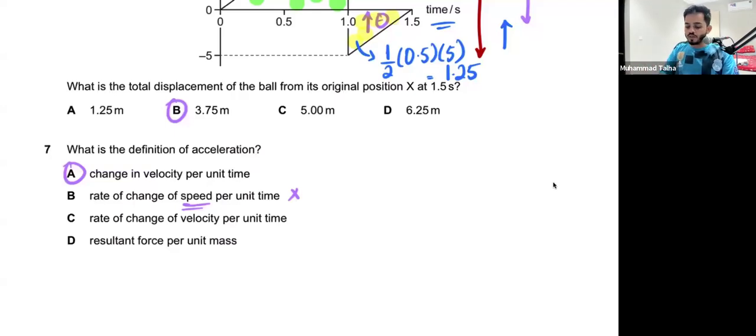Rate of change of velocity per unit time. So this does correct what was wrong in B, but it's still division by time twice, once because of the rate and then again because of per unit time. So that's also wrong. Resultant force per unit mass. Is this a correct expression? The answer is yes. If I write out Newton's second law, and make a the subject, F over m, this is exactly what this expression talks about. But is this the definition? The answer is no. It's just making acceleration the subject of an equation, but the definition is this.